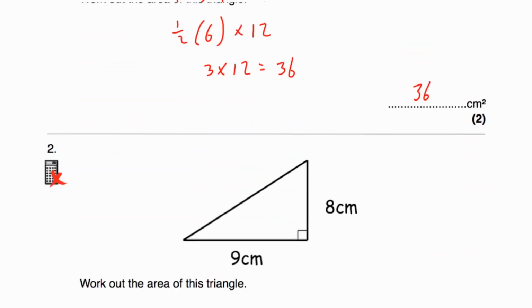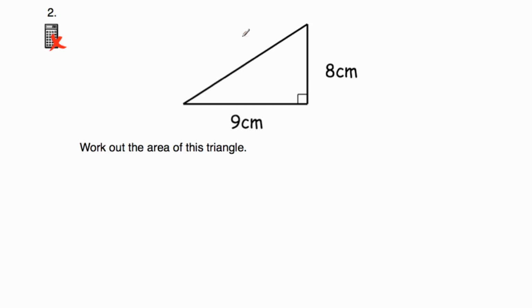Okay, let's have a look at question number 2. So question number 2, we've been given a right angle triangle. It's got a base of 9 centimeters and a height of 8 centimeters, and we've been asked to work out the area of the triangle.